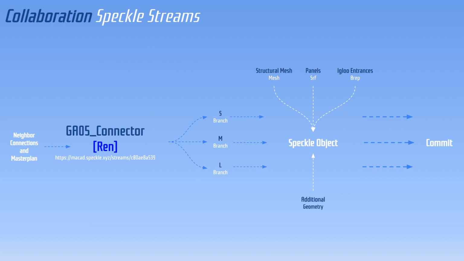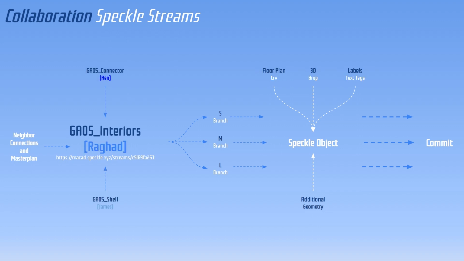We had small, medium, large connectors. We had the structural mesh, the panels, and the igloo entrances. Those all became commits. Raghad had interiors, which took in information from my connectors, took information from James's shells, and from the neighbors. Again, small, medium, large. We had floor plan curves. We had 3D B-reps and labels, which were text tags.